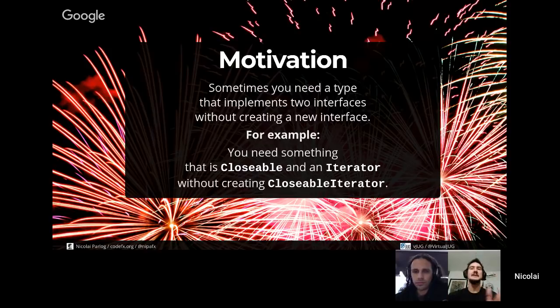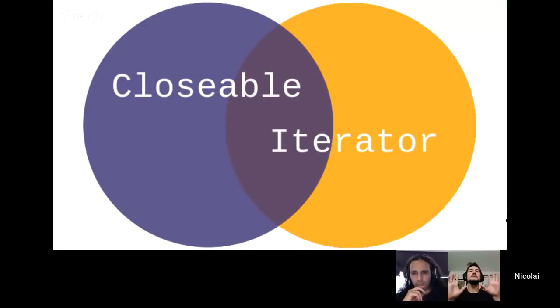So let's say, as an example, you have something that is closable, right? So it's auto-closable. You can use it in a try with resources block. And it's also an iterator. And now you somehow want to create a method signature that says, I need something that is closable and something that is an iterator, but you don't have the chance to create a closable iterator interface. If you be able to declare something that is closable as well as an iterator, then that is called an intersection type.